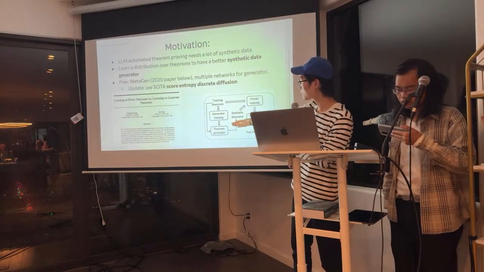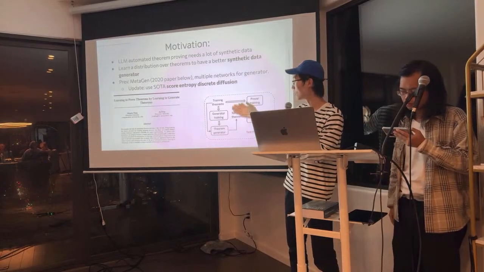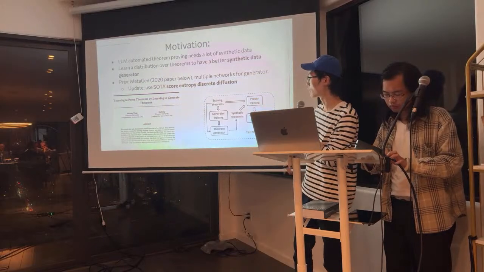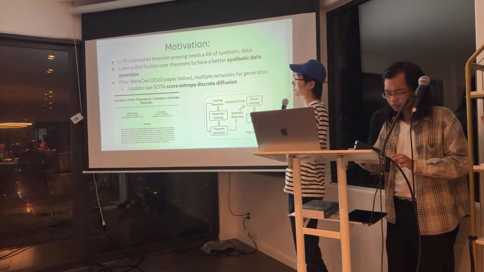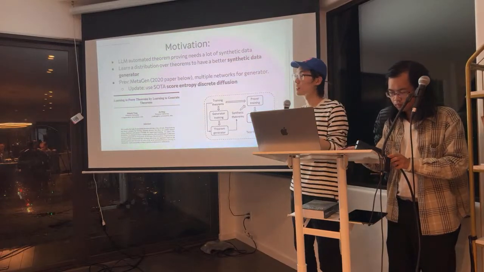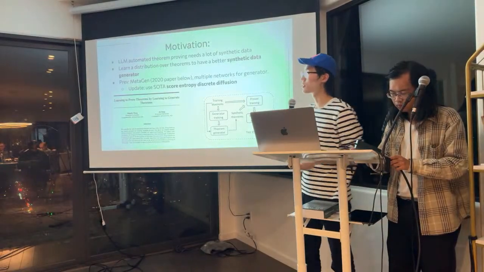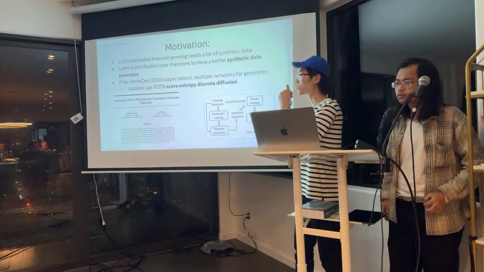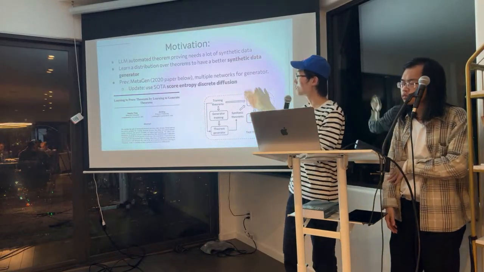We're focusing on this part right here. Given some limited theorems, how can we generate high fidelity synthetic theorems that can be used to train a better prover? Previously, MetaGen in 2020 did this, but they used multiple networks for the generator. And it's been a couple of years, so the motivation is, why not just use the state-of-the-art model to make this a little better? In particular, we're going to use score entropy discrete diffusion.